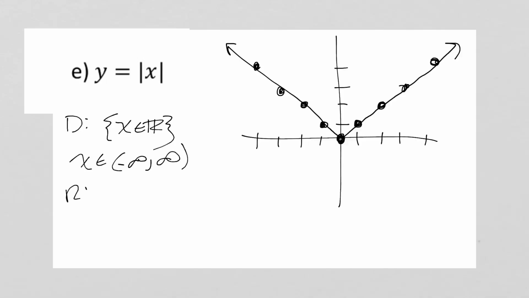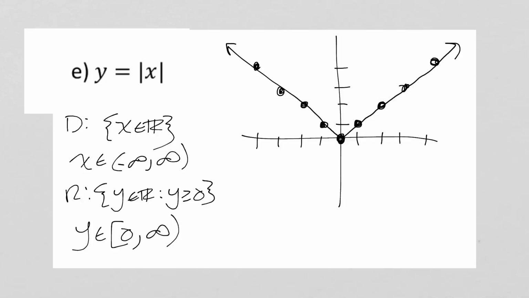And what about my range? Well, now my range is going to be the same as the x squared function. It's going to be all positive y values and 0. So I will say y in the set of real numbers such that y is greater than or equal to 0. And I will say in interval notation that y is in the interval from 0, including it with a bracket, up to positive infinity, not including it with a parenthesis.